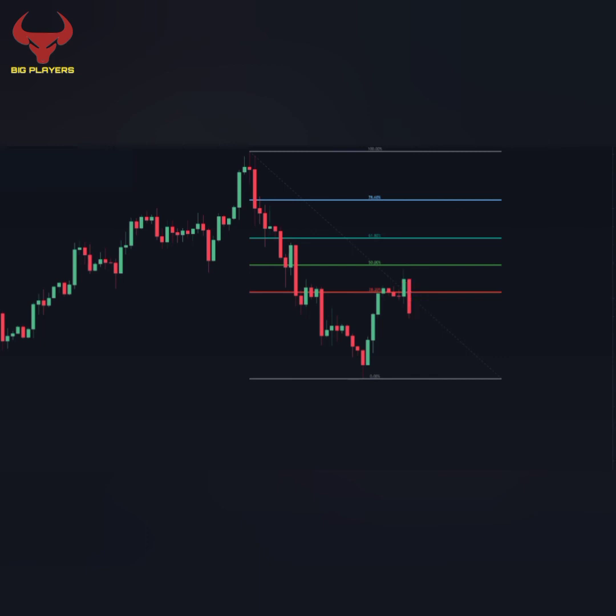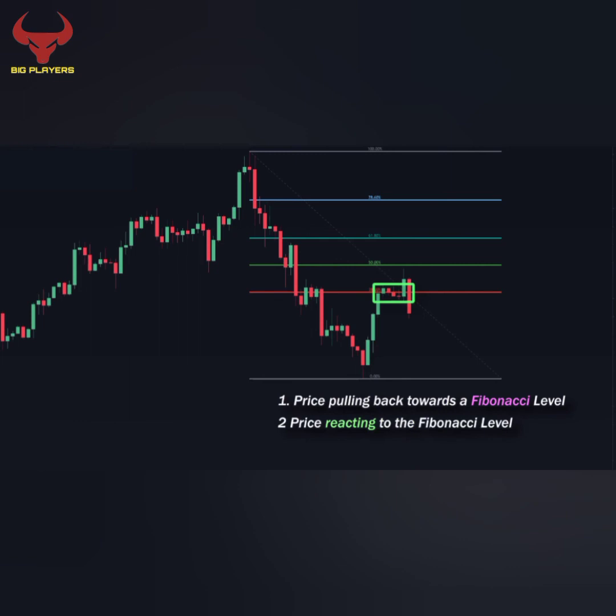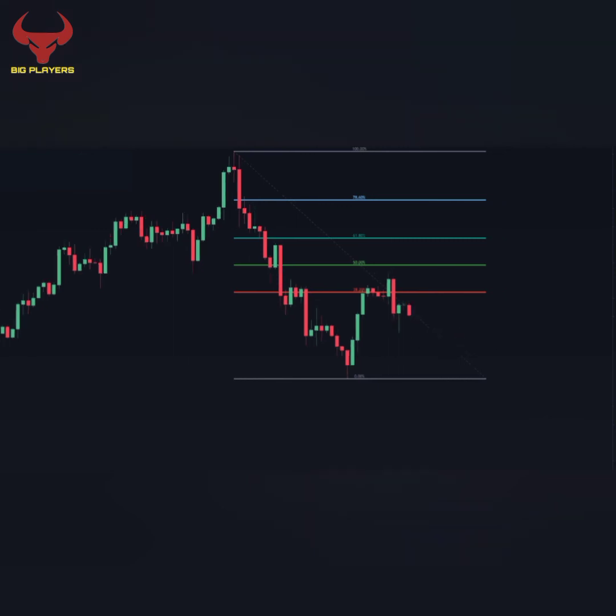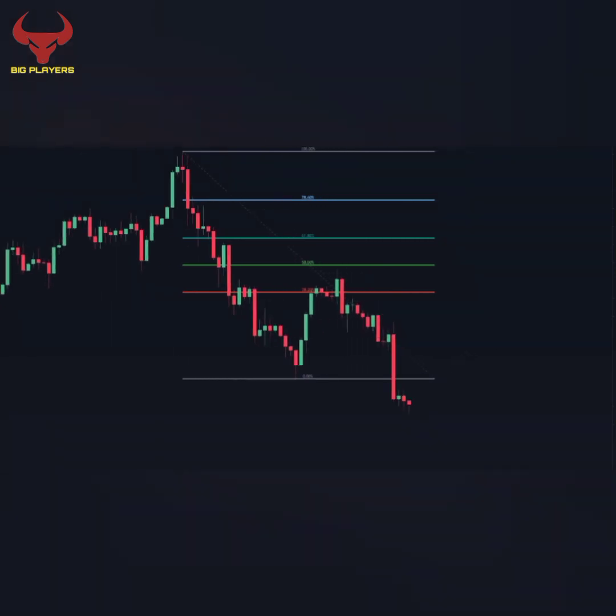So again, let's recap what we have currently. First, we have price pulling back towards a Fibonacci level. Second, we have price reacting to that Fibonacci level. And third, we spotted a bearish engulfing pattern indicating that there's some sort of downwards momentum as price touches this area. So based on this, it is likely that the price will bounce off at this level. And so this is a good opportunity to take a short position. And that's how you utilize Fibonacci retracements to find trade entries.